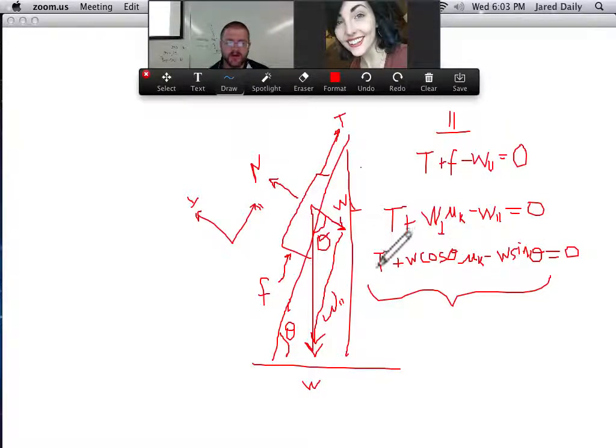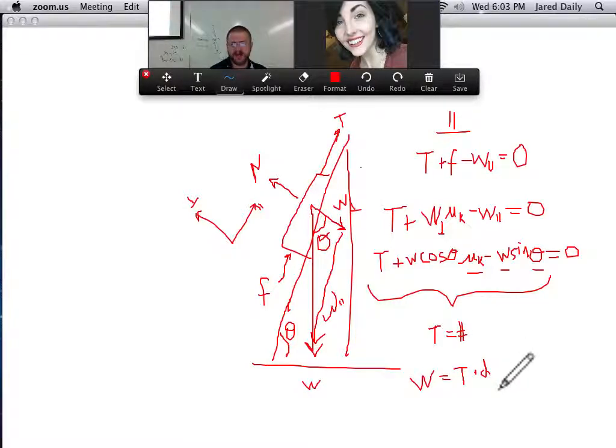Yeah. So you'll use this equation here to solve, because you know mu sub k, and you know w, and you know theta, you can solve this equation for t. And then you'll get t equals some number. Then you can use that t in the work equation. Work equals force times distance, so it'll be t times the distance that they lower them down.